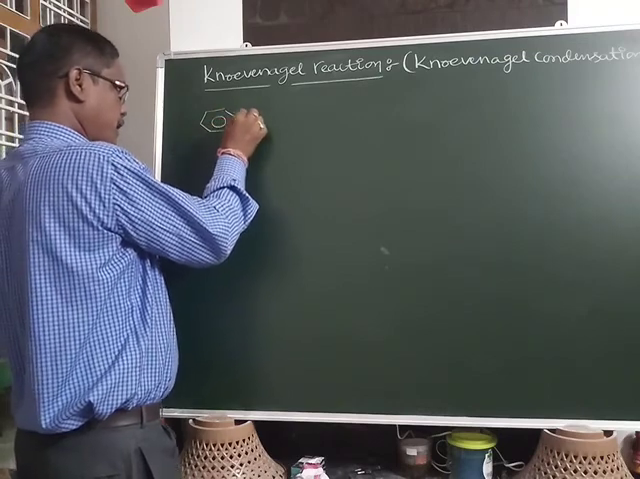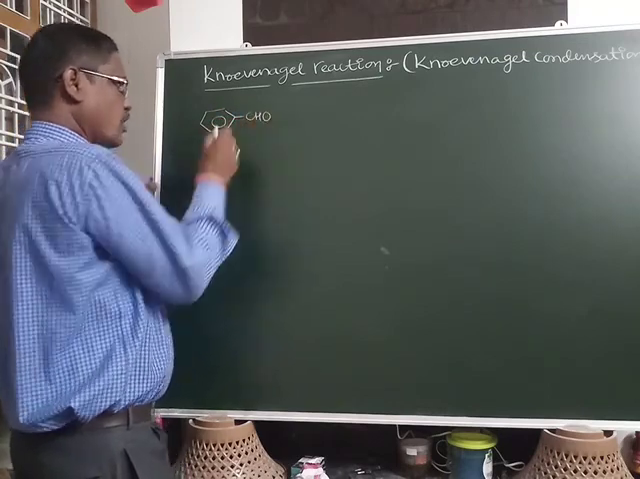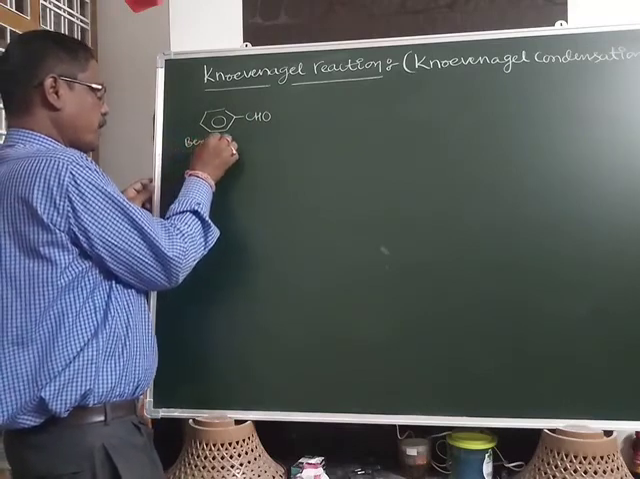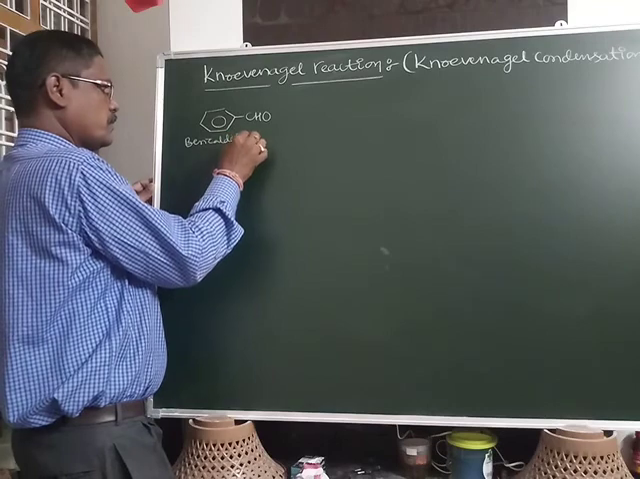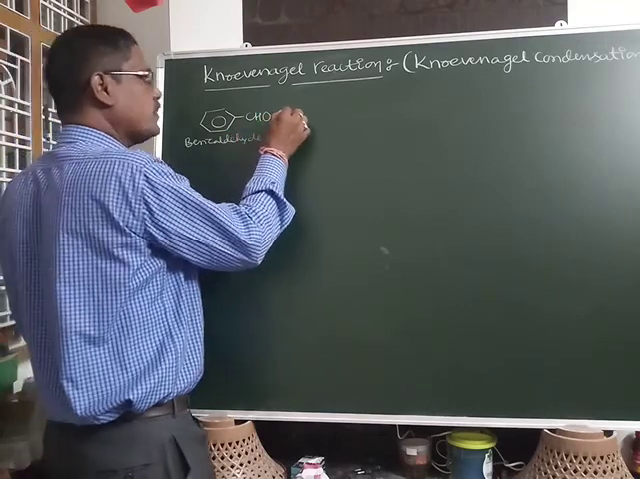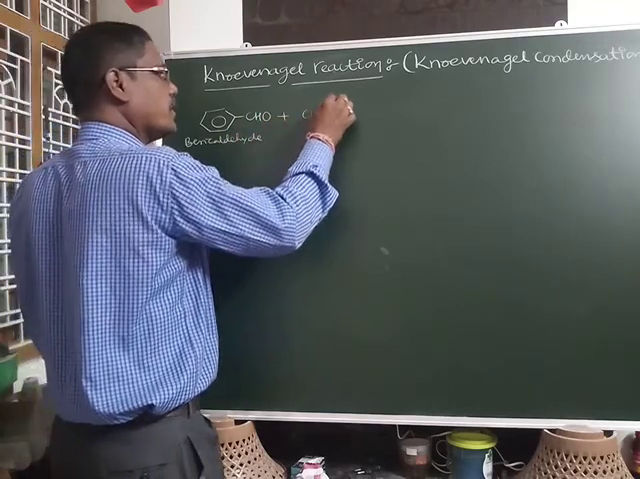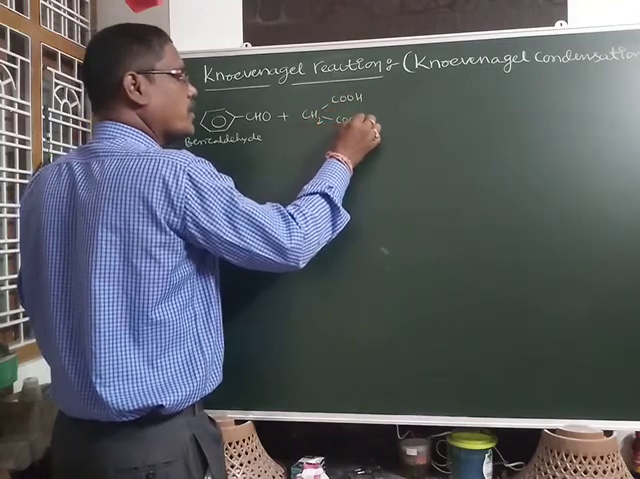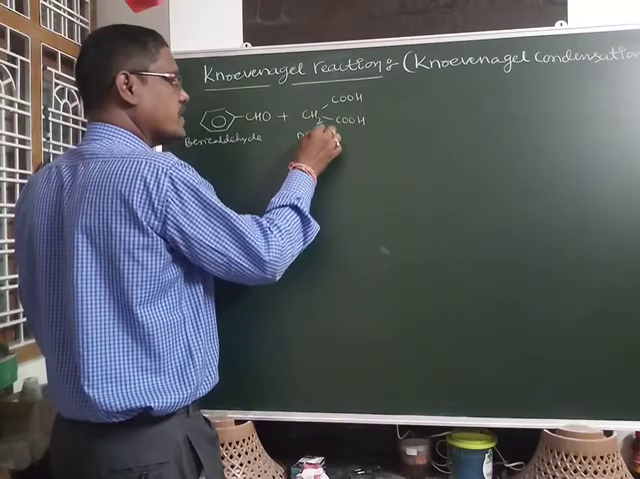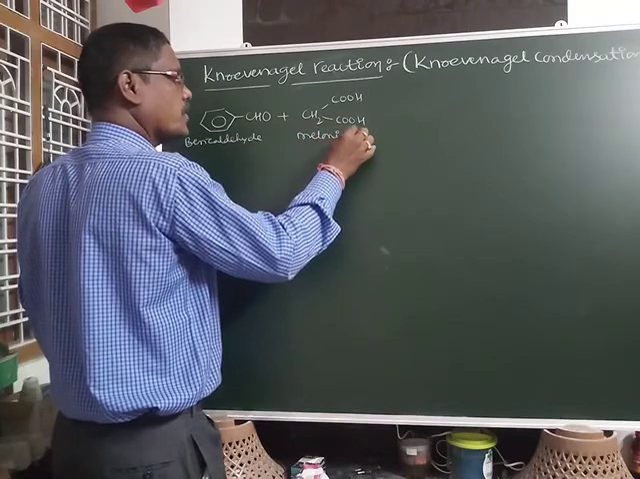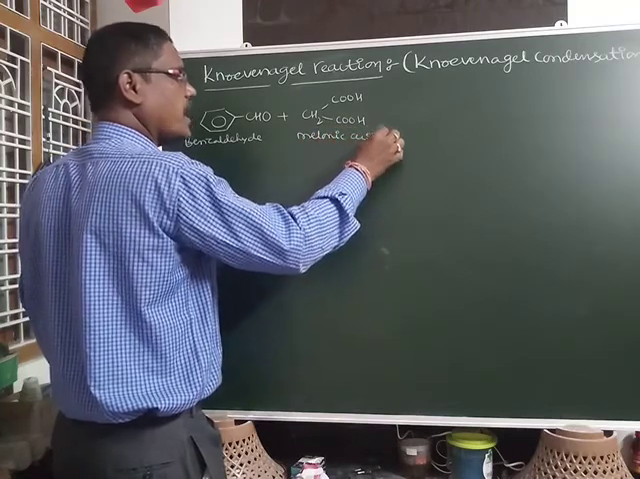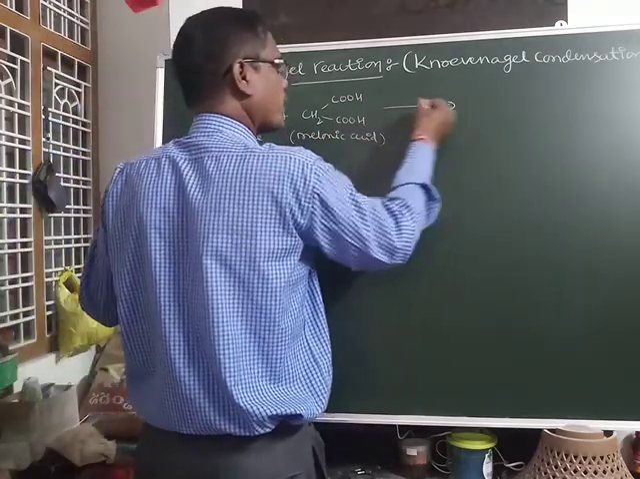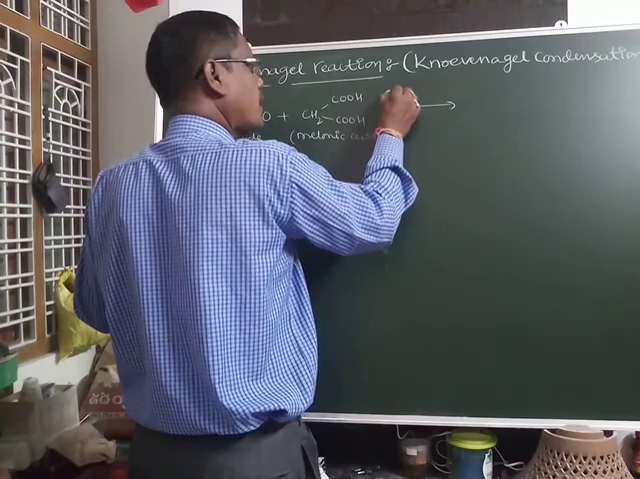Benzaldehyde. Its name is benzaldehyde. Benzaldehyde reacts with this one. This is one of the active methylene group compounds. Its name is malonic acid. Malonic acid, in the presence of base and pyridine or secondary amine.